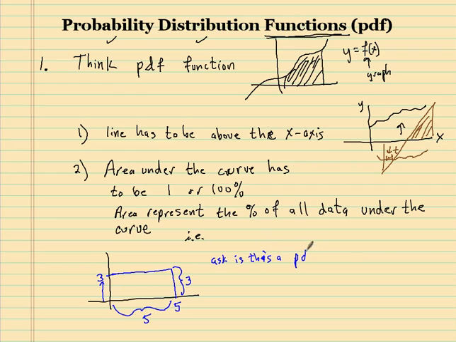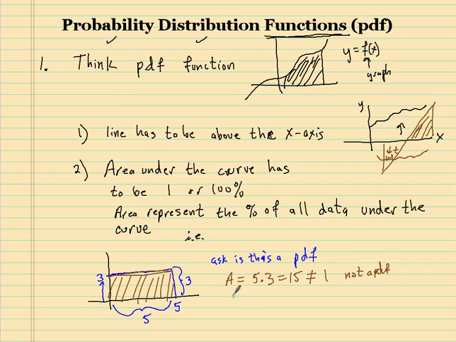So what you have to do is say, okay, are my two rules true? So look at the first rule. I'm looking at this area right here, the area under the curve. As a review, the area of a rectangle is length times width, so it's 5 times 3, which is 15. Well, since this is not equal to 1, this is not a PDF. Both of these things have to be true.